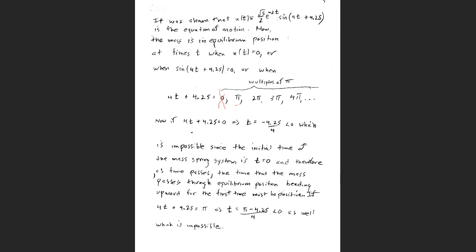Next is pi. When 4t plus 4.25 equals pi, t is going to be negative as well, which is impossible because we're initially starting at t equals 0 seconds. So we've got to take that one out. You keep going until you find the right time. Next, we're going to do 2 pi for the angle. But let me give you a moment here. I'm sure you're probably copying a little bit. Please ask me any questions. Let me give you a moment to catch up.